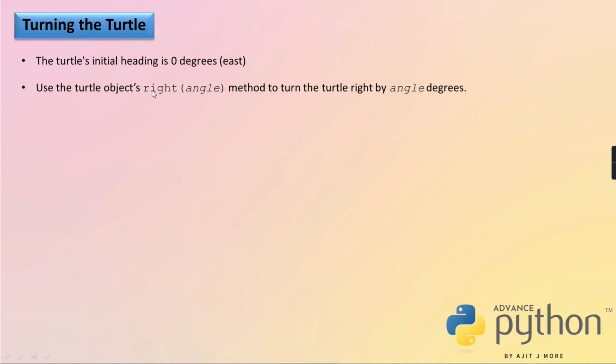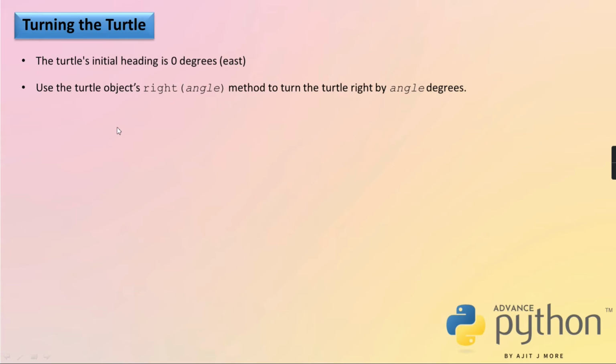To use turtle object's right and bracket angle. That angle is always considered in degrees, not in radians. Because normally we have a habit in Java or in C: if you want to calculate sine and cos, we give the angle in radians, which means multiplying by pi by 180. Nothing like that here. Directly give in degrees. So use the turtle object's right and bracket angle.